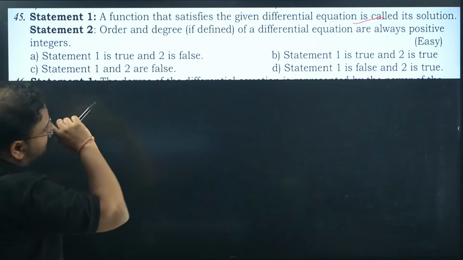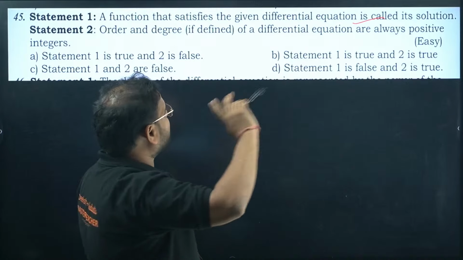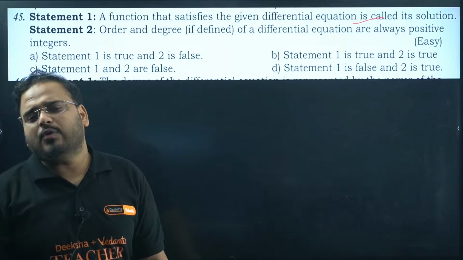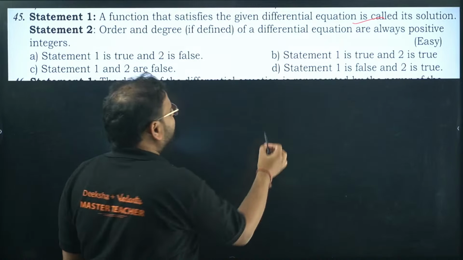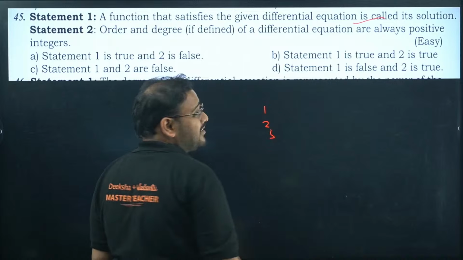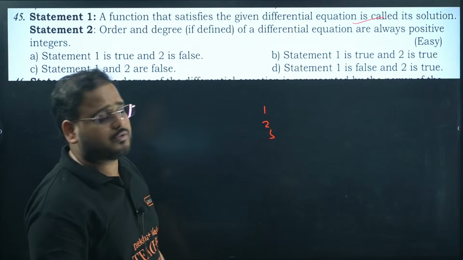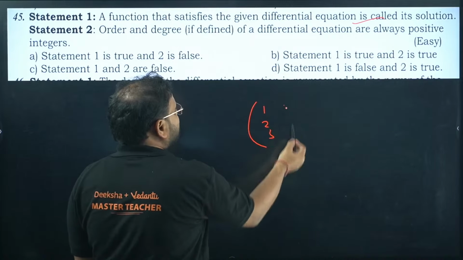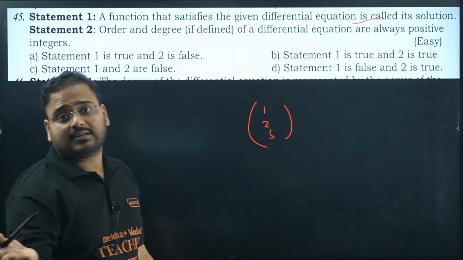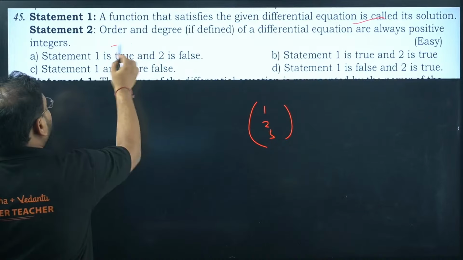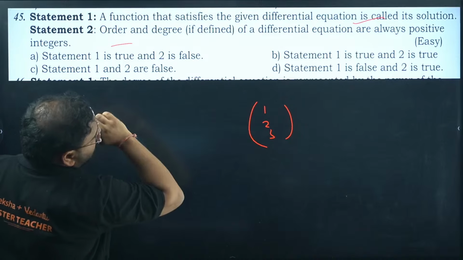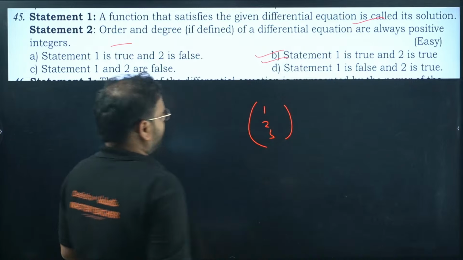Statement 2: Order and degree, if defined, of a differential equation are always positive. Correct, no? Order is what? The number of derivatives. Can you have a negative derivative? You can have 1, 2, 3. Can you have -1? No, you cannot have even 0 also. And the power of course has to be a value like 1, 2, 3. So of course this is also true. Both these statements are true. So option B.